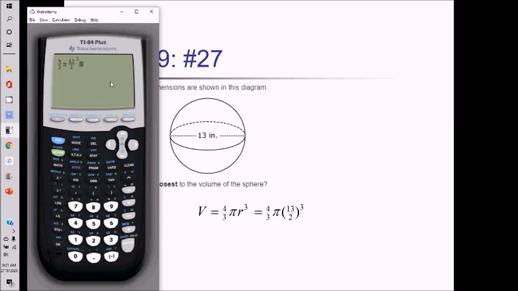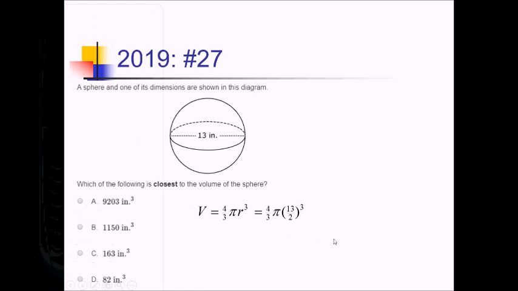So entering this in the calculator, I used alpha y equals and n over d, fancy fraction, to get the 4/3 and the 13 halves. If you didn't want to do that, you could have done parentheses with division inside, and that would also work. So at the end of the day, pressing enter, we get about 1150 for this one, cubic inches. So that's going to be choice B.